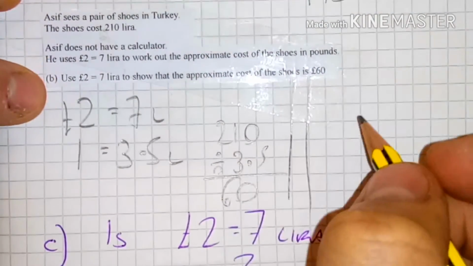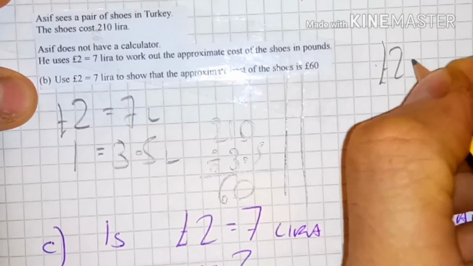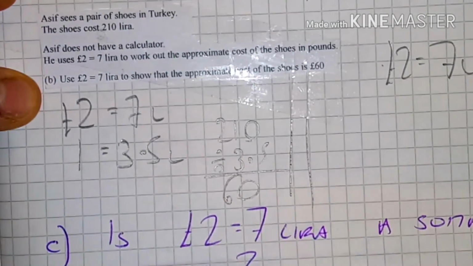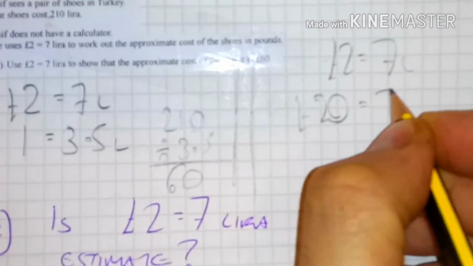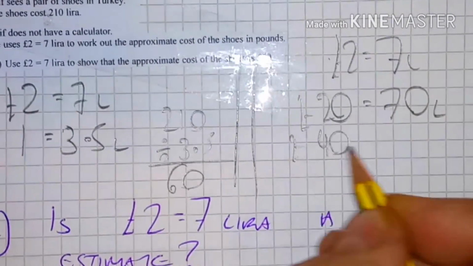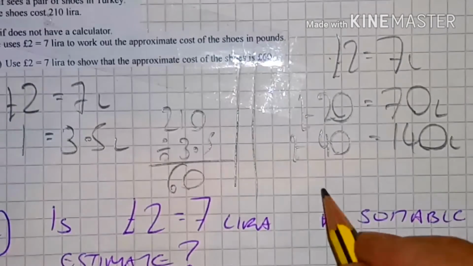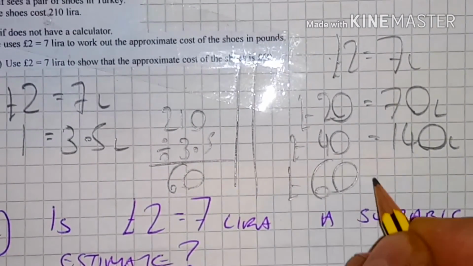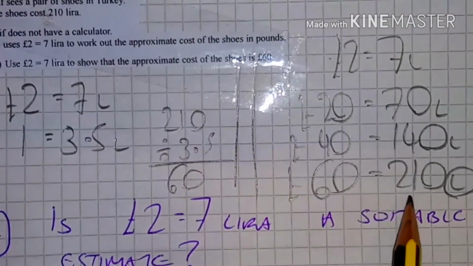Now what I assume they want, because you could do it a different way, is: let's say £2 equals 7 lira. By that logic, I also know that £20 equals 70 lira. So I can double this to make £40 equal 140 lira. And if I add these up, I'll get £60 equals 210 lira. That's why you got £60.